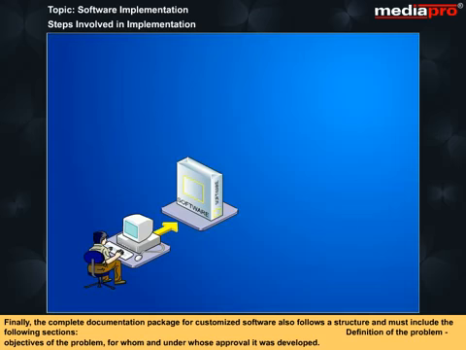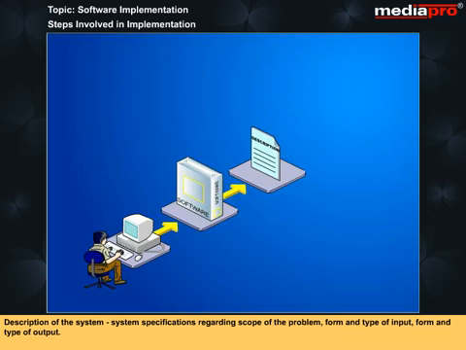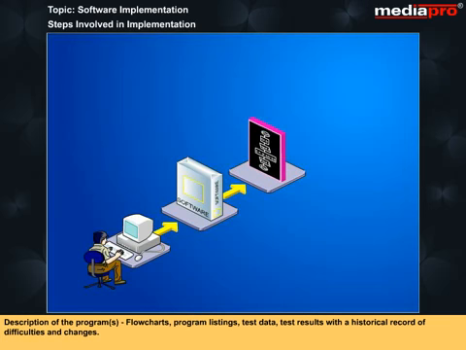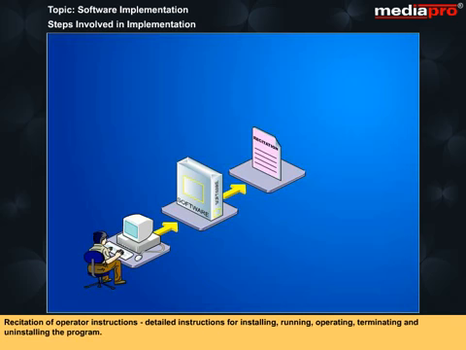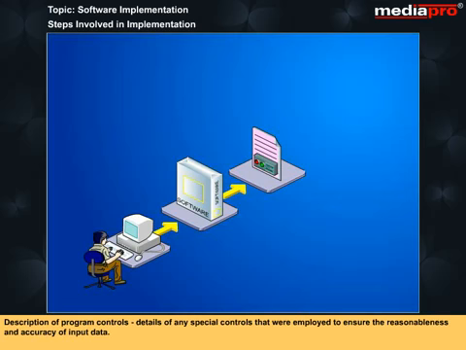Finally, the complete documentation package for customized software also follows a structure and must include the following sections: definition of the problem, objectives of the problem, for whom and under whose approval it was developed, description of the system, system specifications regarding scope of the problem, form and type of input, form and type of output, description of the program or programs, flowcharts, program listings, test data, test results with a historical record of difficulties and changes, recitation of operator instructions, detailed instructions for installing, running, operating, terminating and uninstalling the program, description of program controls, details of any special controls that were employed to ensure the reasonableness and accuracy of input data.